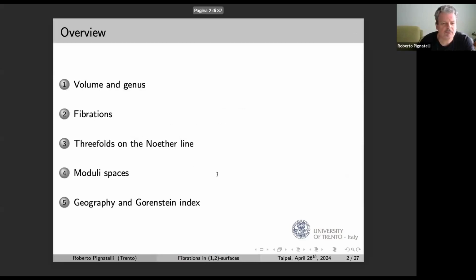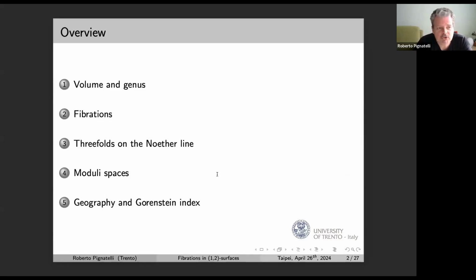Let me go to the overview of the talk. First of all, as usual for my talks, the first part is going to tell you something you know very well, I think, everybody, but it's always good to recall it at the beginning of the talk, so you see how I think about these things, and we make sure we have a common language. Then I'm going to discuss a bit about fibrations.